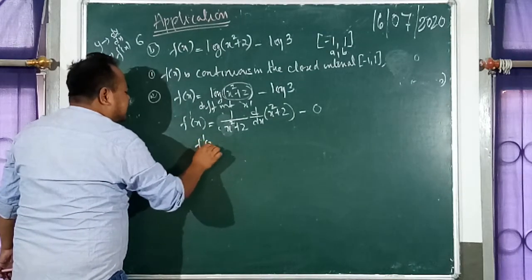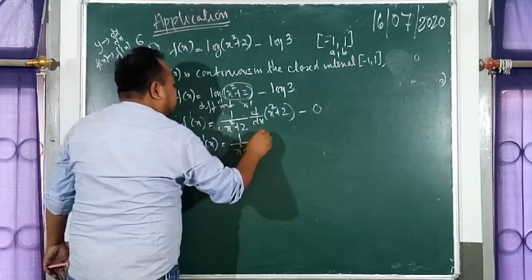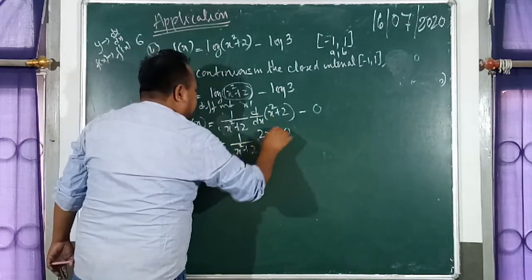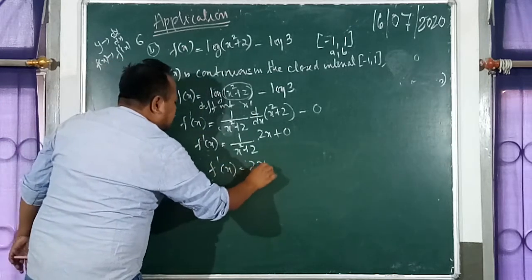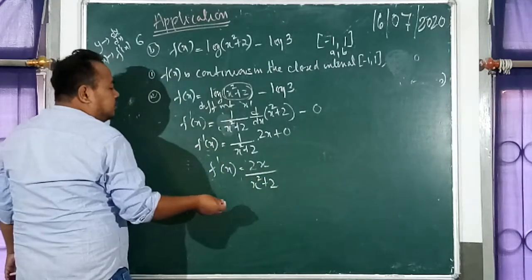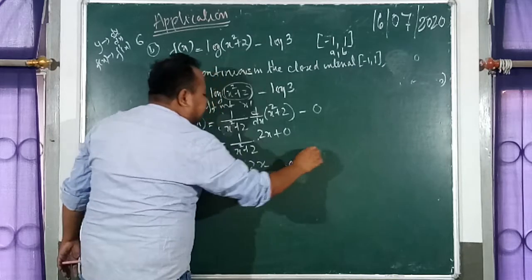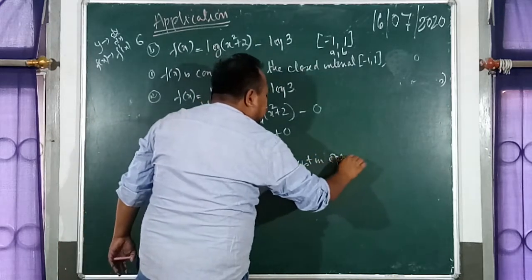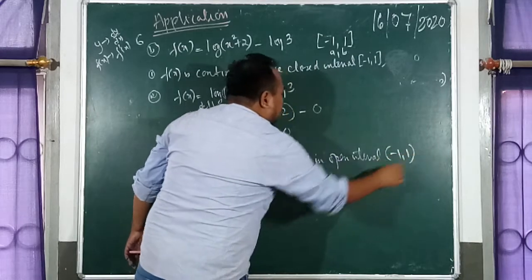So what is f dash x, please? 1 by x square plus 2. Differential of x square is 2x. Differential of 2 is 0. So finally f dash x is nothing but 2x divided by x square plus 2. So I could differentiate the function. So what will be my statement? Exists in open interval. What is the open interval? -1, 1.